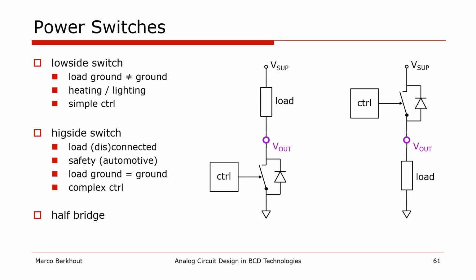Power switches can be categorized in low-side and high-side switches. In both cases, the switches are essentially solid-state relays. Low-side switches are used in applications where the load does not require an accurate ground, such as heating or lighting. And because the switch refers to ground, the control is pretty simple. High-side switches disconnect the supply from the load and are used when safety is an issue, such as in many automotive applications. But because the switch is now at the supply side, the control is more complex. And then there is the half bridge.